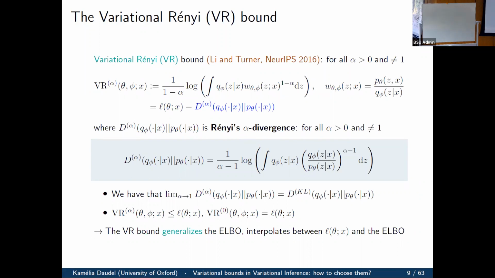I think it's written in the paper that I'm mentioning here, which is Li and Turner, NeurIPS 2016. So they look into all the edge cases. In my case, I'm mostly interested in alpha bigger than 0 and between 0 and 1, but I think it's written. I don't exactly remember, and I don't want to say something wrong. But just have a look.